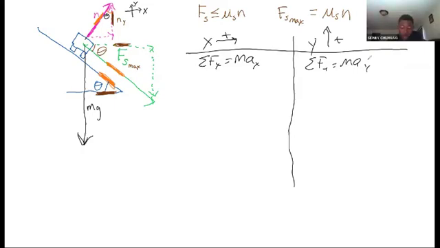Okay. Sid, what do you got here? So I said N sub x plus. Okay, great. And I should have labeled that N sub x. So N sub x, and that's positive because it's going to the right. The way I've decided positive is x positive, y positive. Okay. What else in that direction? And then I said plus static friction sub x. Aha. So let's go ahead and label those.